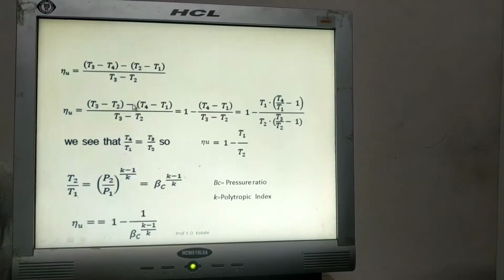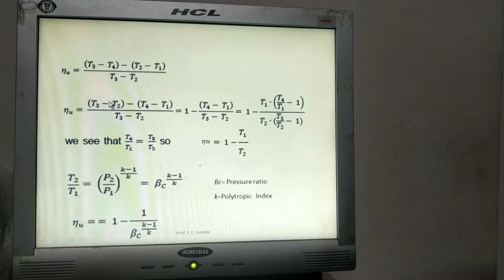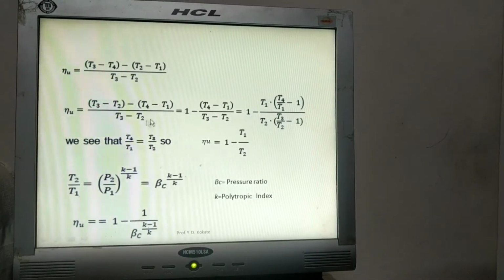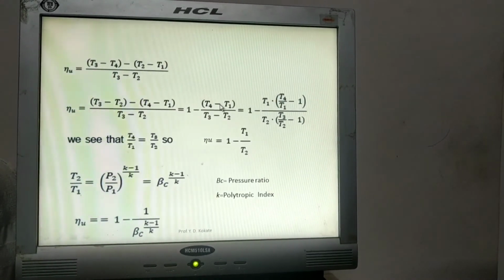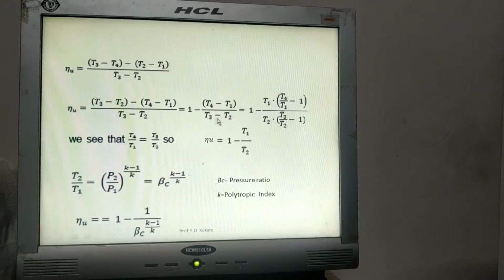So we separate out this subtraction like this. T3 minus T2 divided by T3 minus T2 will get cancelled out. I will get 1 minus (T4 minus T1) divided by (T3 minus T2). So T4 minus T1 upon T3 minus T2.